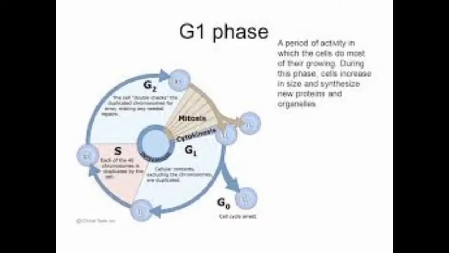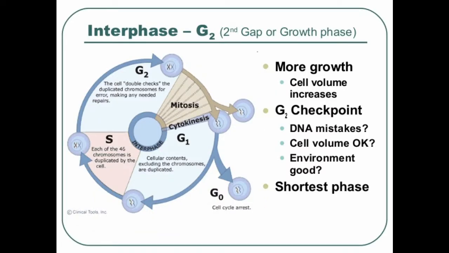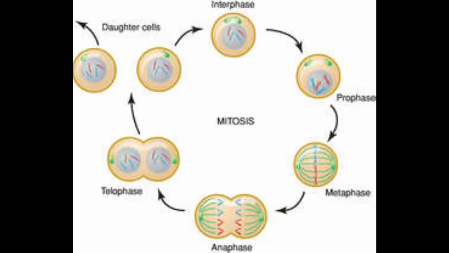Checkpoint G1. This is when the enzyme cyclin P53 stops the cycle of DNA damage. G2 phase. This is when necessary proteins and enzymes are made for replication. Mitosis. This occurs in 4 parts.